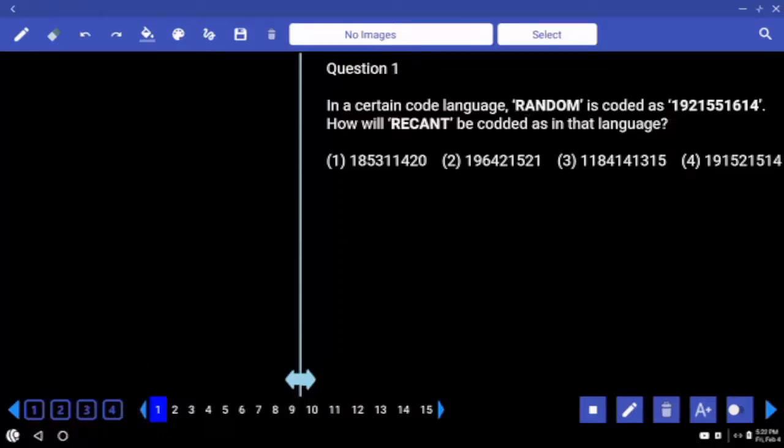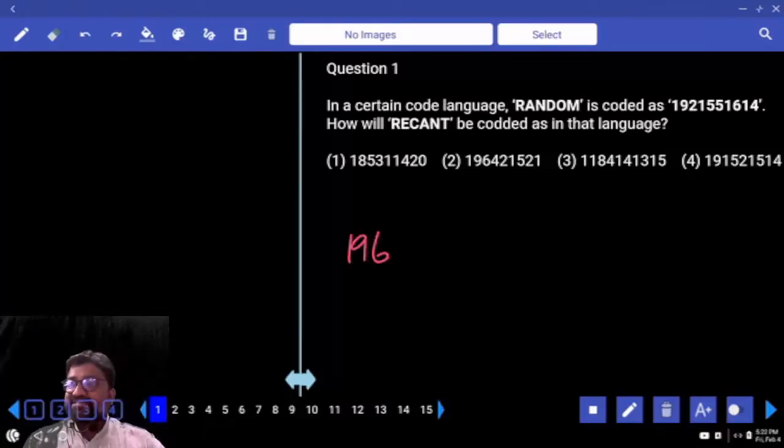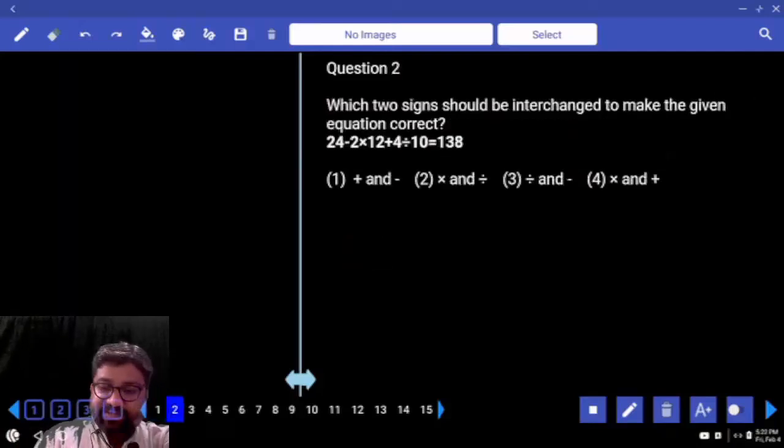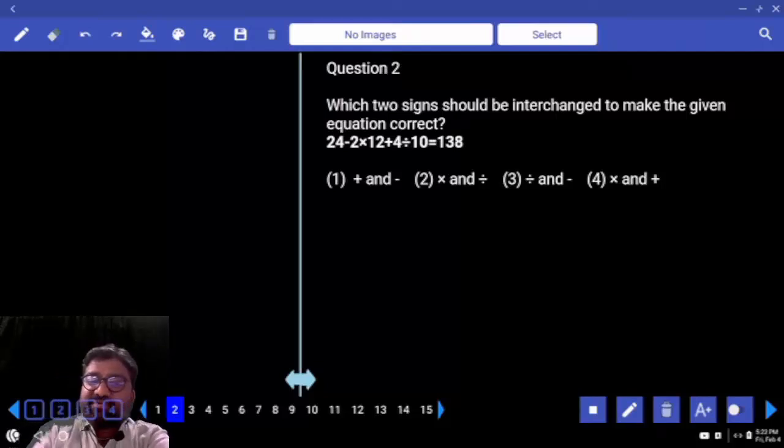So come back to the same story here. R. I'm not repeating the letters. I only say those place values of the letters. 18, 19, 5, 6. 19 and 6. Only one option. Which option? Second. That's it. I don't need to waste my time with the other ones. Speed is important. Next. Which two signs should be interchanged to make the given equation correct?